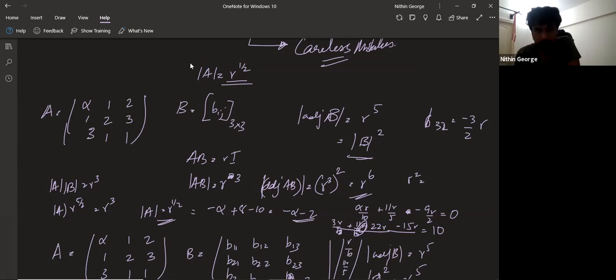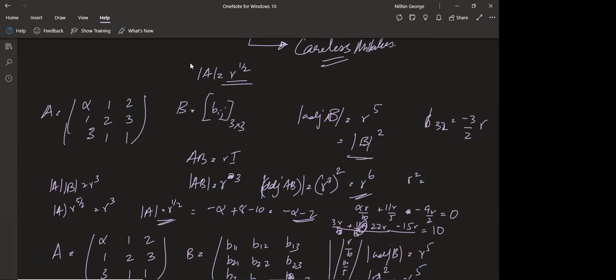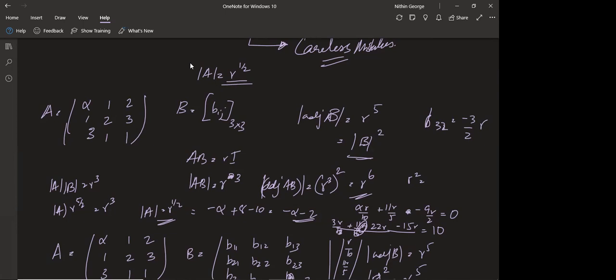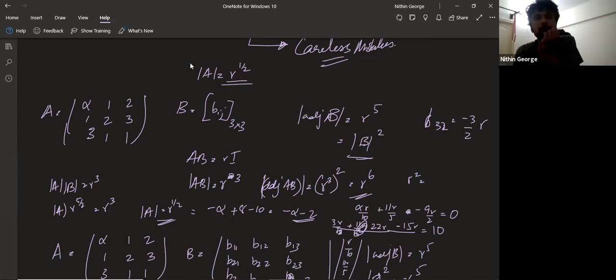How did I get this? Adjoint of B is R power 5. Was it given in the question? Let me check the question. Yes, sir. It was given. Okay. Determinant of B is R power 5 by 2, right? Yes, sir. So determinant of AB is R cube.